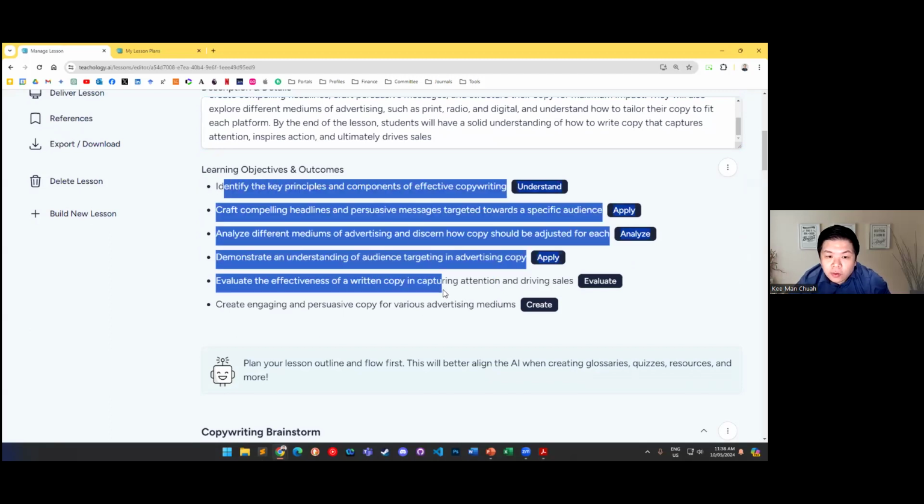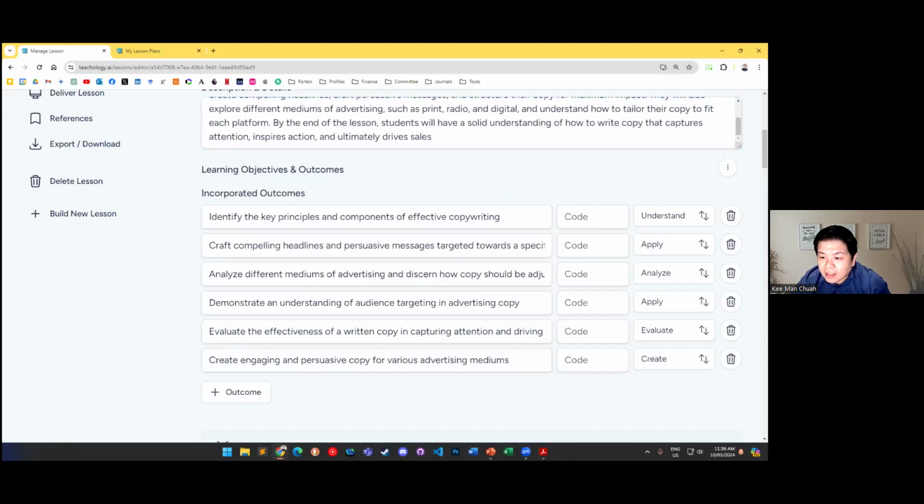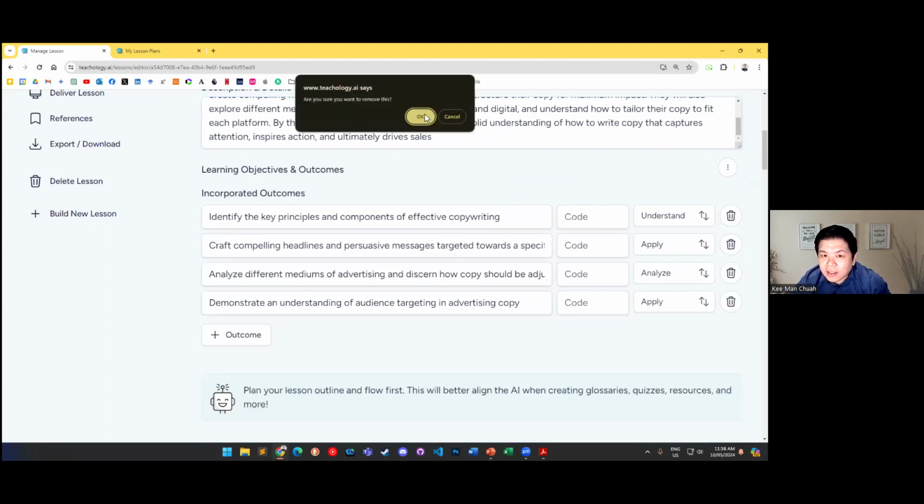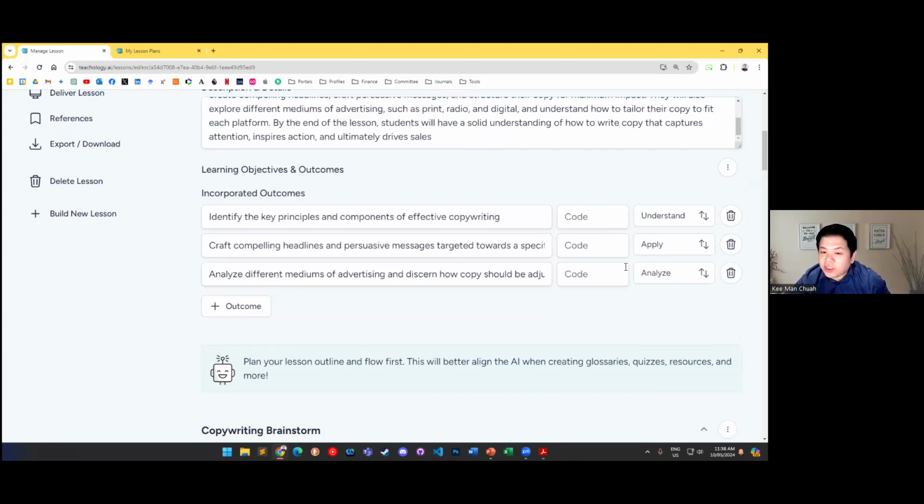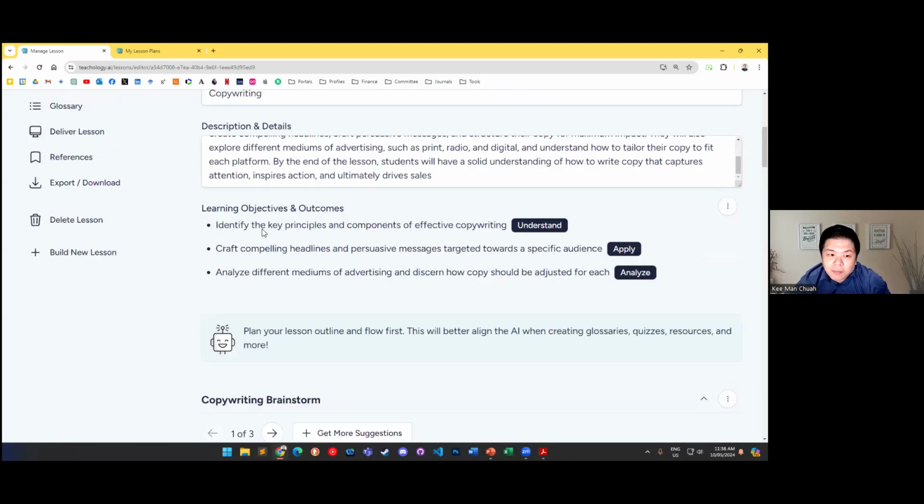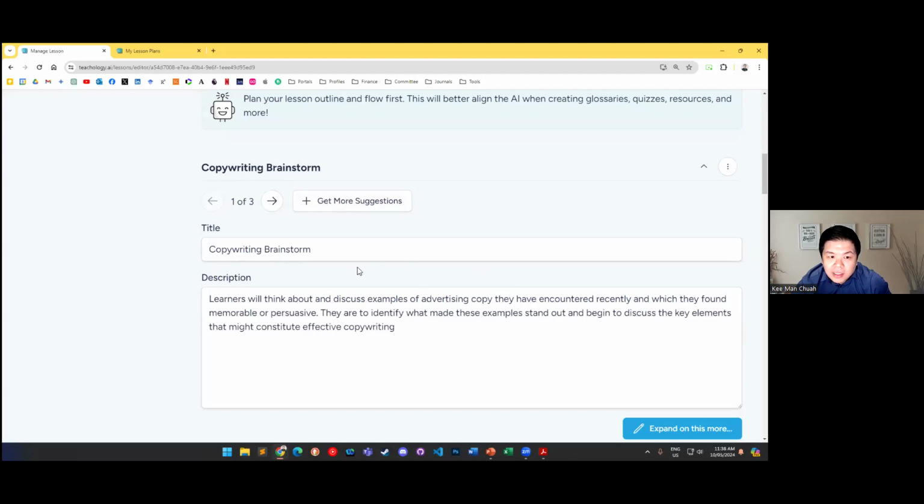Whatever LO that you don't want, you just click this button, edit outcome, and then just delete. Let's say I don't need this, delete. Delete. All right, or you want to change, you can edit whatever you want. All right, once done, just view outcome. Then you will keep the one that you want. Okay, then based on this outcome, 1, 2, 3 here, you will see the idea.